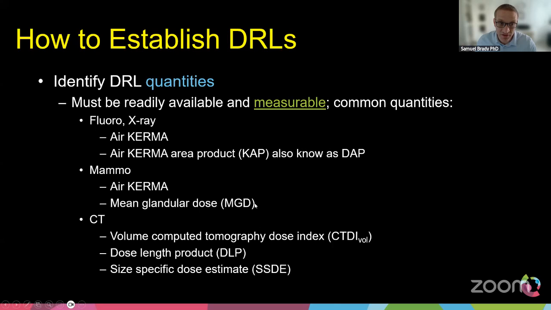And then for CT, of course, there's the volume CTDI, the dose length product, and the size-specific dose estimate, or SSDE. Each of these quantities is measurable, something that I can actually take my ion chamber and go into the room, and I can measure the amount of radiation coming out of the machine, and do a couple quick calculations. And each of these quantities is common across all modalities. So for example, a quantity to be used in CT needs to be something that each machine offers. So volume CTDI is something that you find on all CT scanners, and that is why we can use that for DRLs.